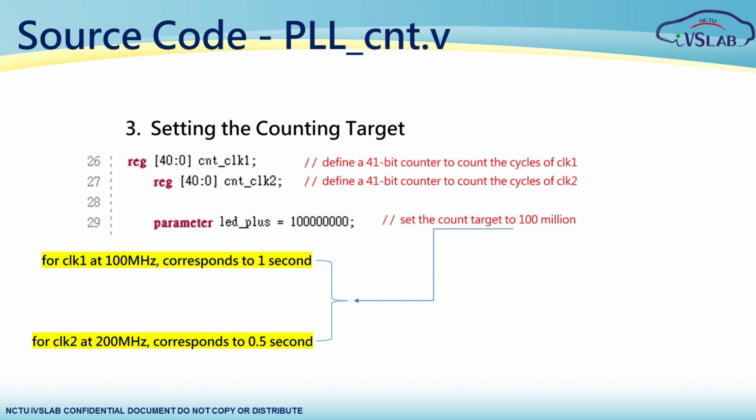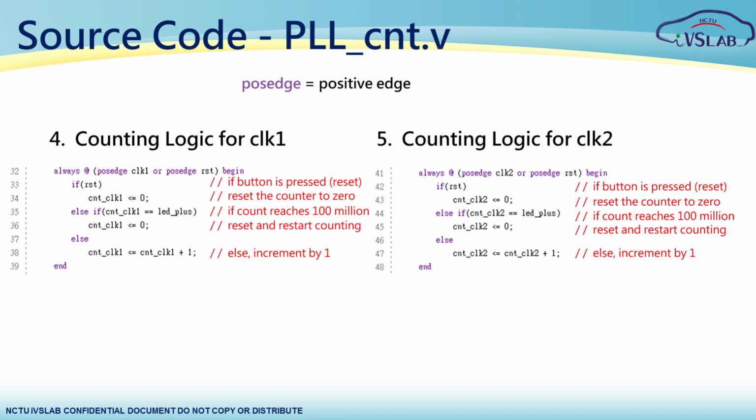To make the LED blinking visible to the naked eye, we set our target to count up to 100 million. We've implemented a 41-bit counter here, which gives us a very generous headroom. For clock 1 running at 100 MHz, counting to 100 million takes exactly 1 second. On the other hand, for clock 2 running at 200 MHz, reaching that same number takes only 0.5 seconds, meaning the flashing speed is effectively doubled. Next, let's discuss the counting logic.